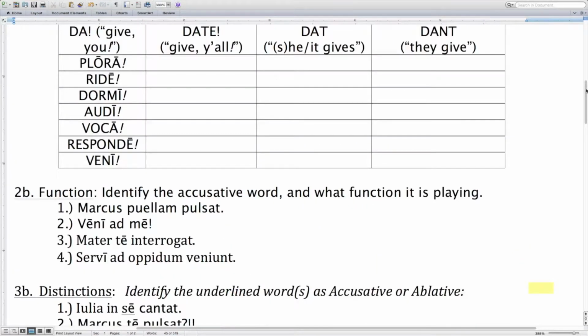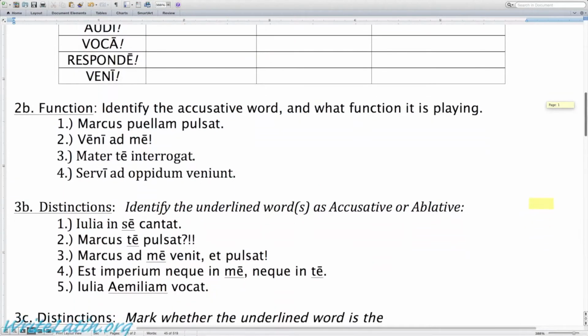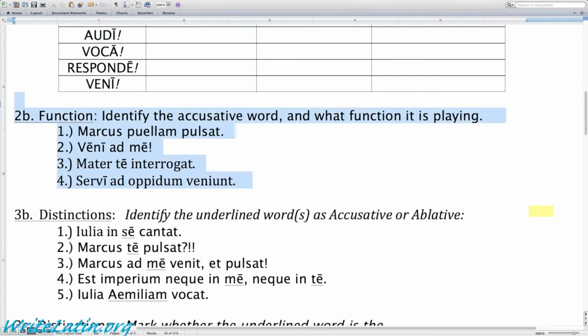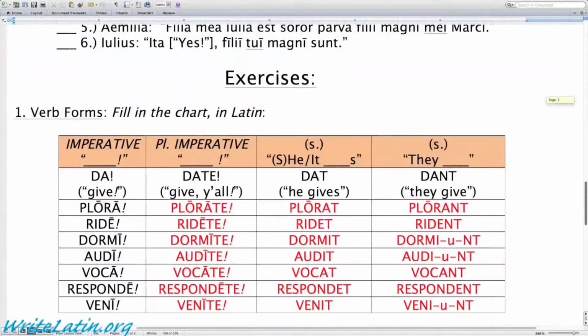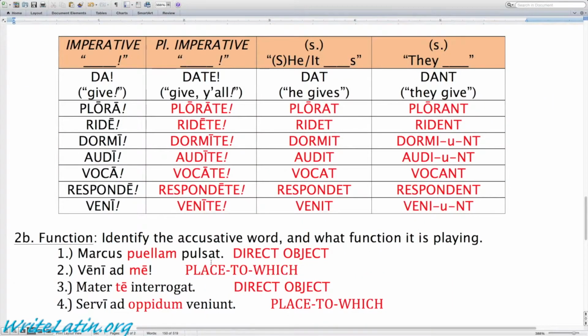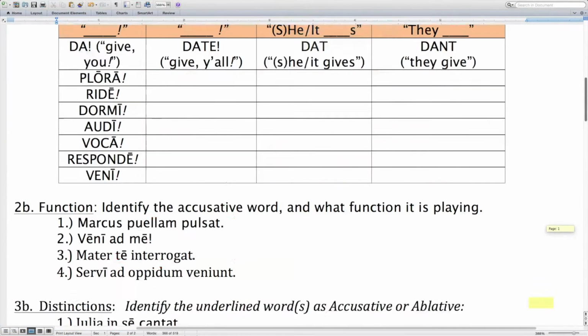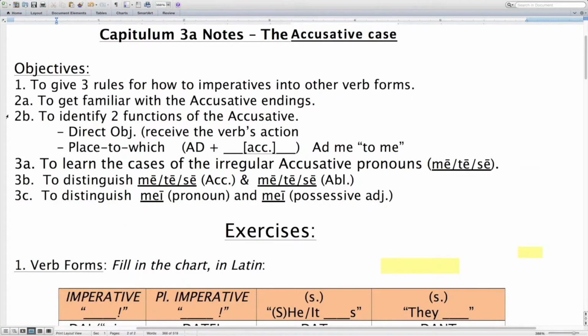All right, so why don't you go down there and identify what function is happening in exercises 2B right here. I'll let you work on it a second, and then I'll put up the answers. Your choices are direct object or place to which. All right, here are the answers. These words in red were the accusative words, and those were the functions on the right. All right, so we have accomplished objectives 1, 2A, and 2B.